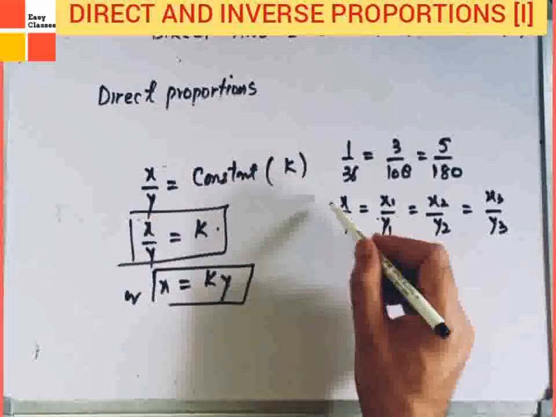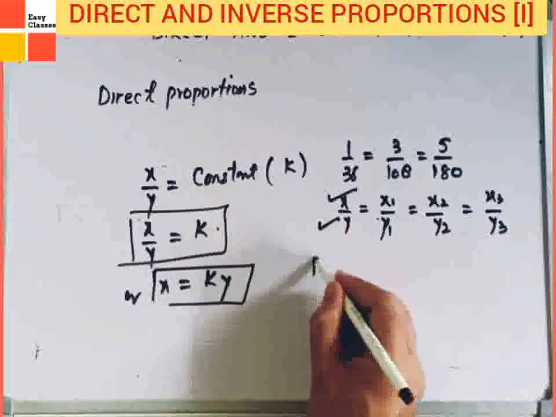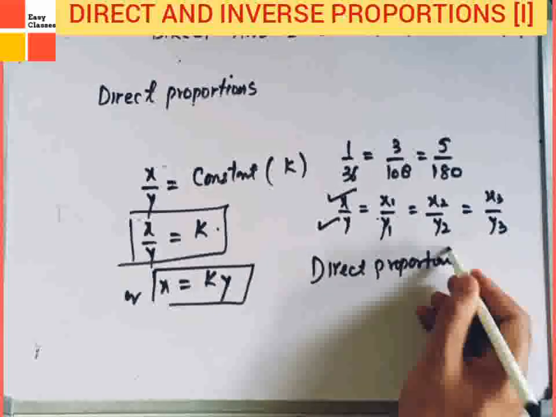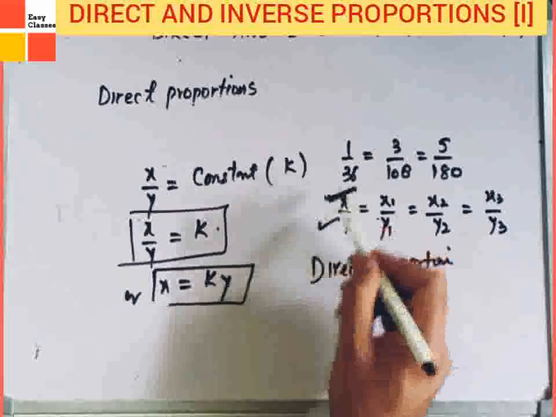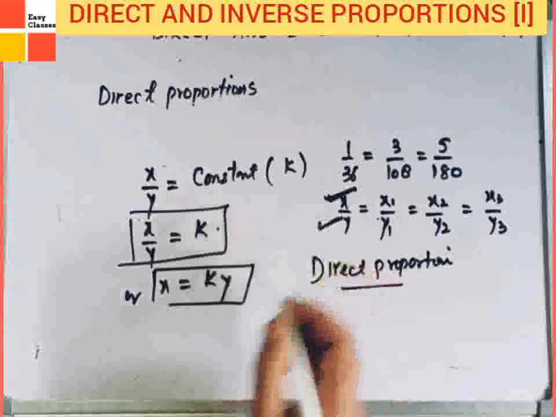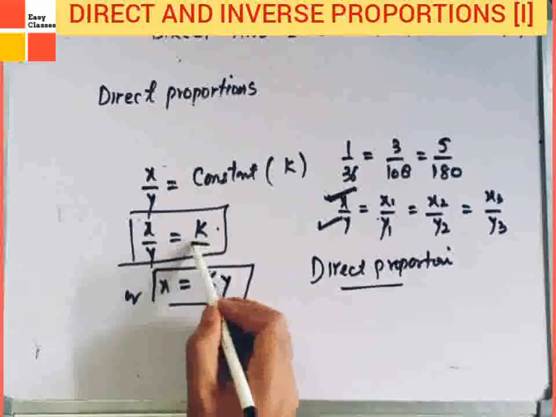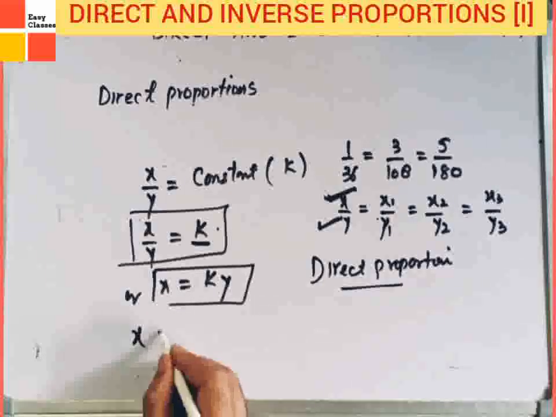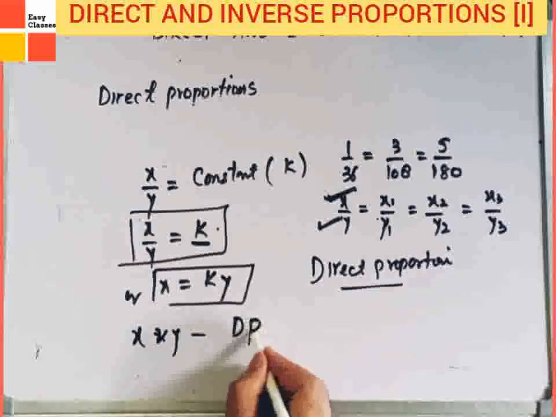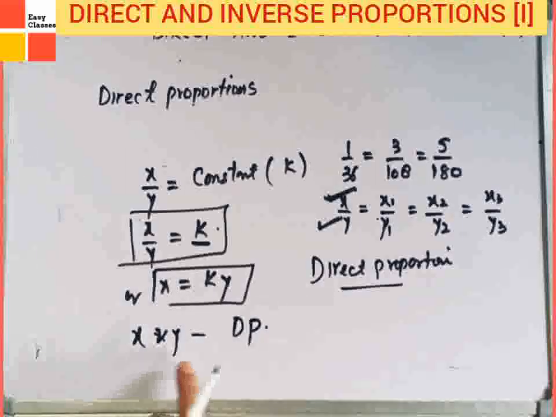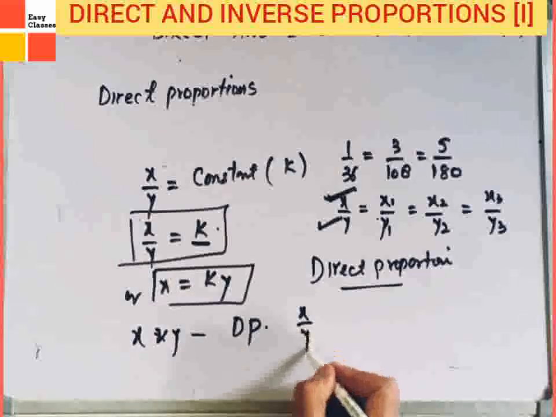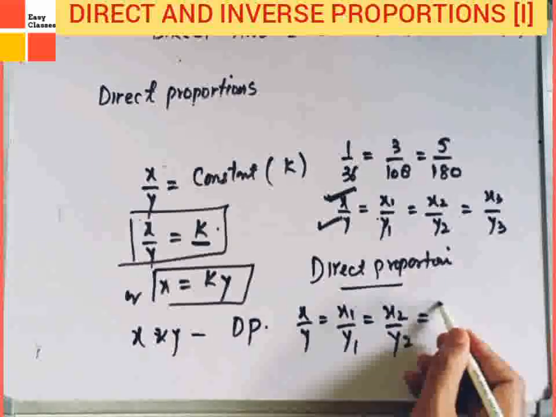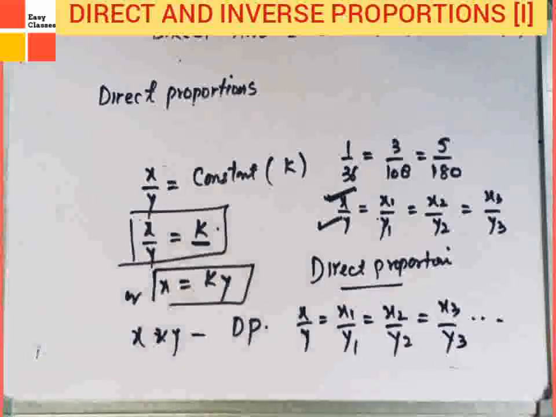Okay, so that means we can say that this x and y are in direct proportion. They are in direct proportion. Okay, when the value of x increases, the value of y also increases in such a way that x by y is always equal to k. That means that is always equal to constant. So we can say that x and y are in direct proportion only and only when x by y is equal to x1 divided by y1, is equal to x2 divided by y2, is equal to x3 divided by y3, and so on and so forth.